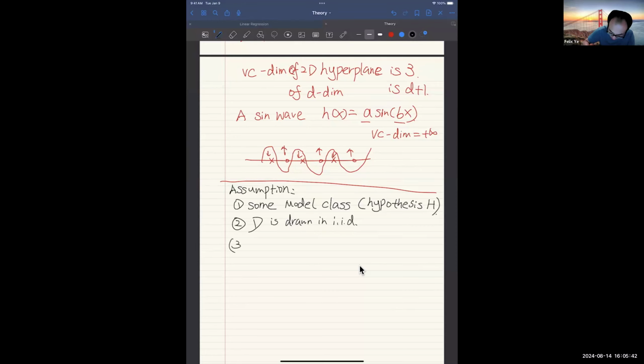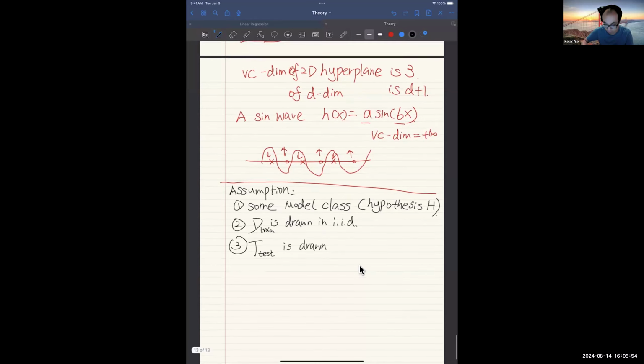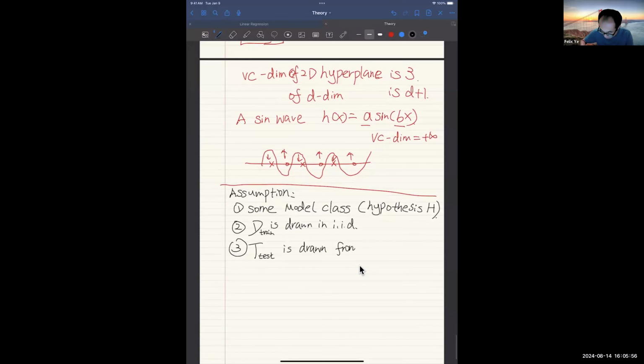And also, all the testing data is drawn from the same distribution, in IID manner.